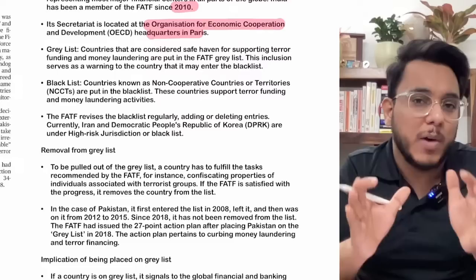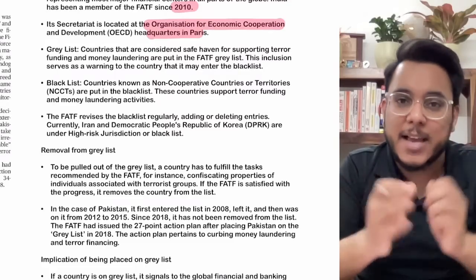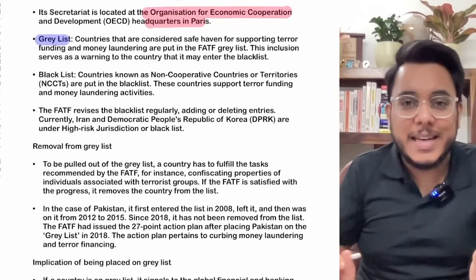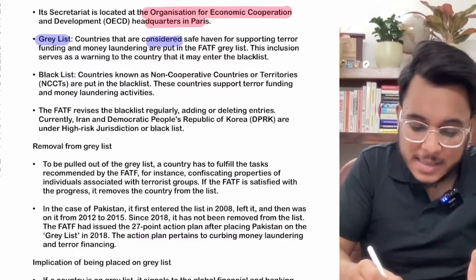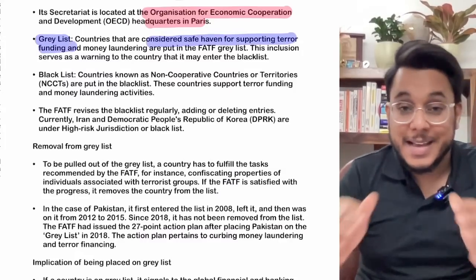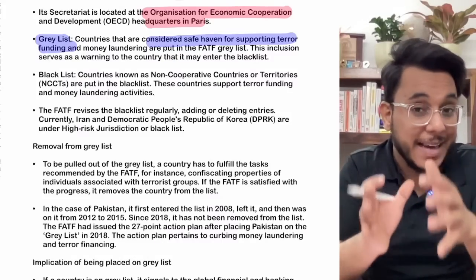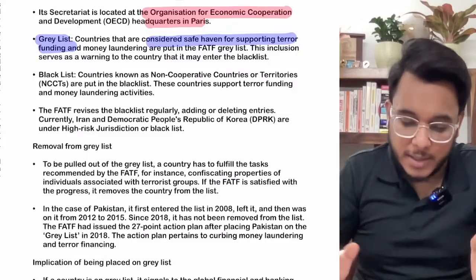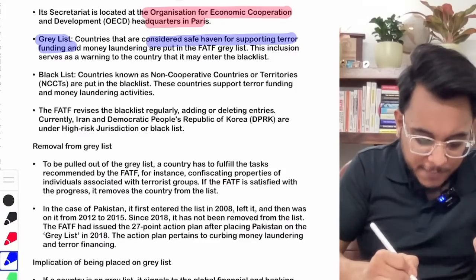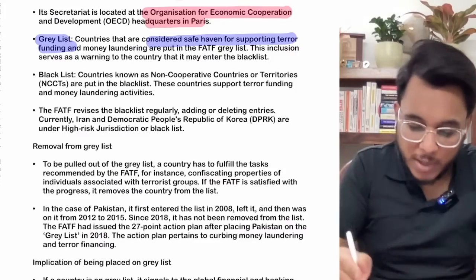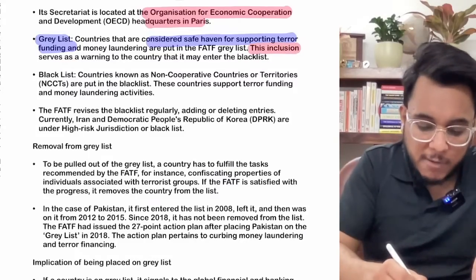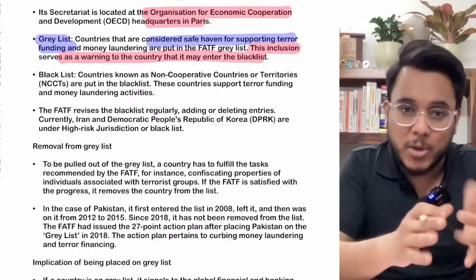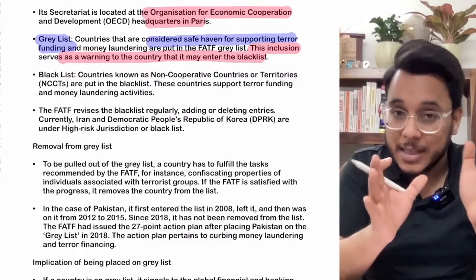First of all, let's understand what these black and grey lists are, and then we'll see the case of Pakistan. First, we have the grey list. The grey list countries are those considered a safe haven for supporting terror funding. There, the laws are not stringent enough. There can be certain loopholes by which terrorists can receive funding. Okay, these are those countries. Now, guys, any country that is not fulfilling all the mandates is put into the grey list. And this serves as a warning that if a country doesn't improve the way it does its work, then it will be put into the blacklist. So the grey list is a warning, and then the blacklist will come.